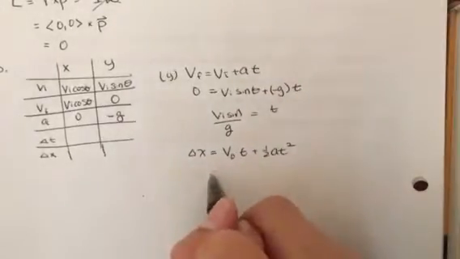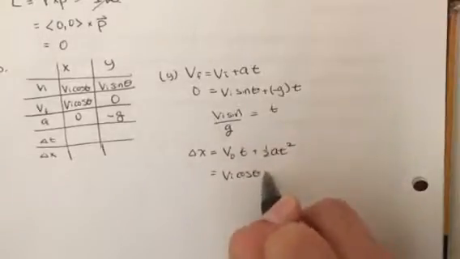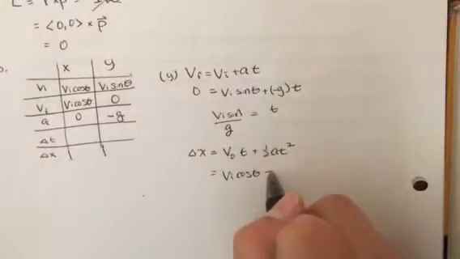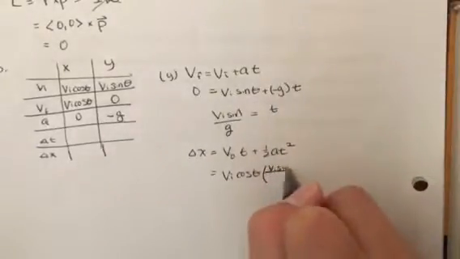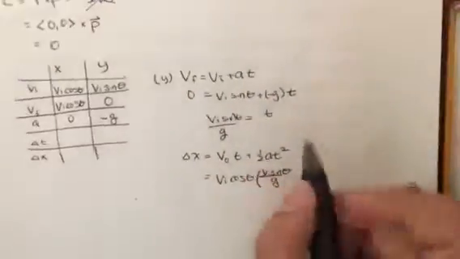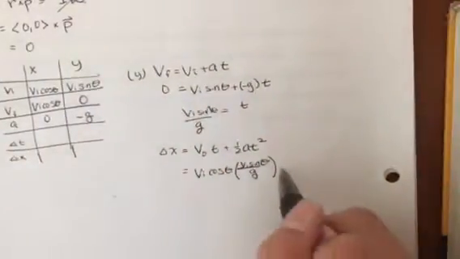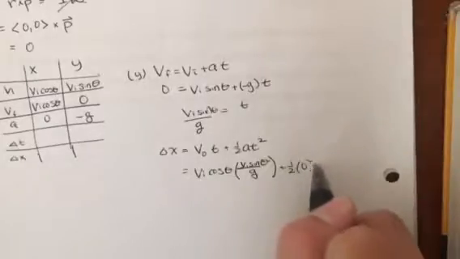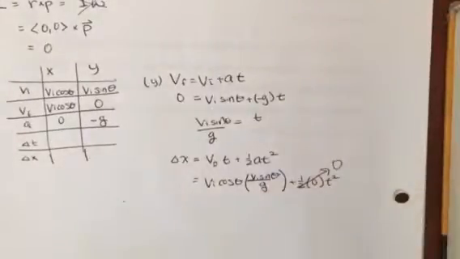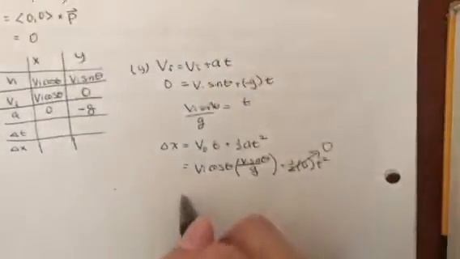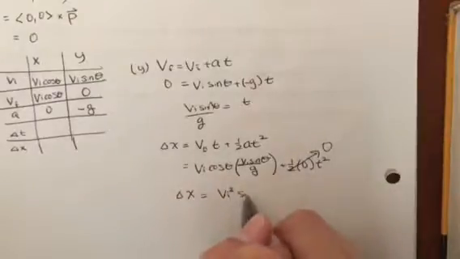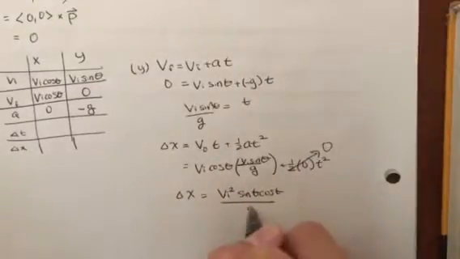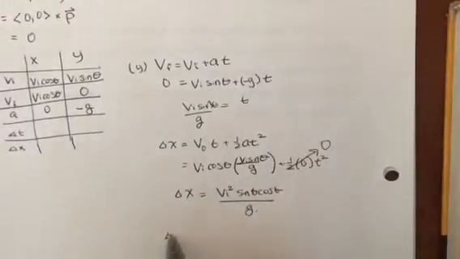squared, which is then equal to V_i cosine theta times time, which is going to be V_i sine theta over g, plus 1/2 acceleration, which is 0, times t squared, because that is going to become 0. So then you know your displacement in the x direction is going to be V_i squared sine theta cosine theta over g.